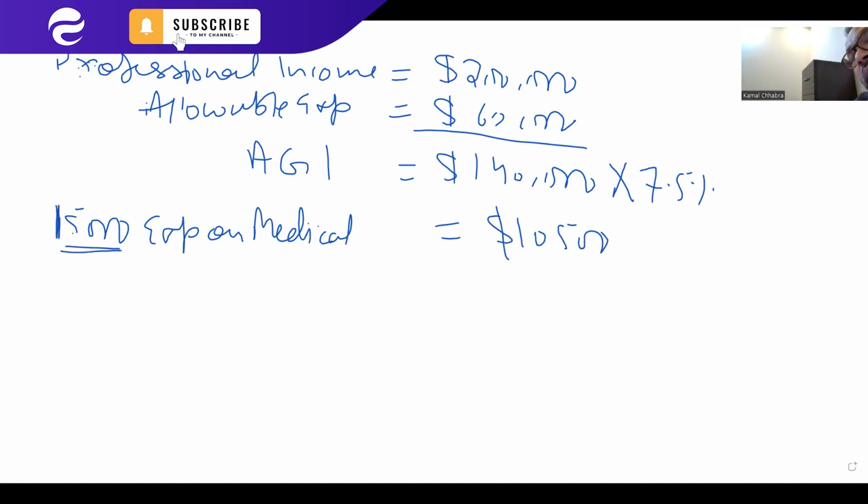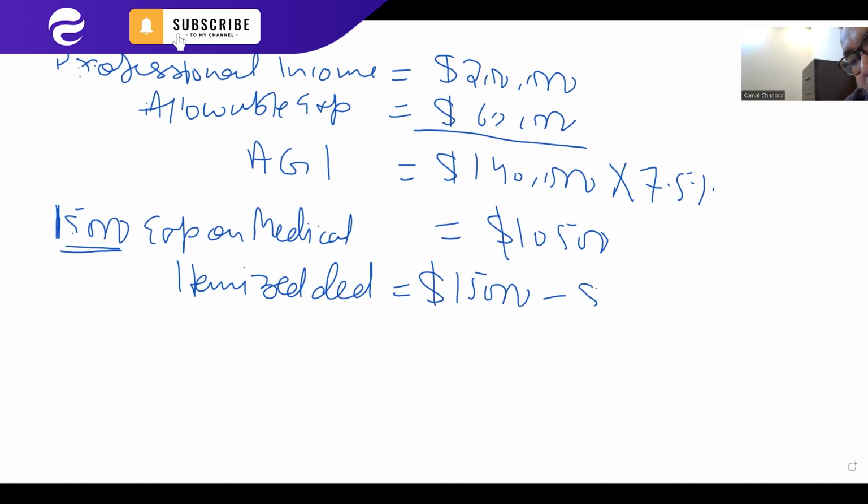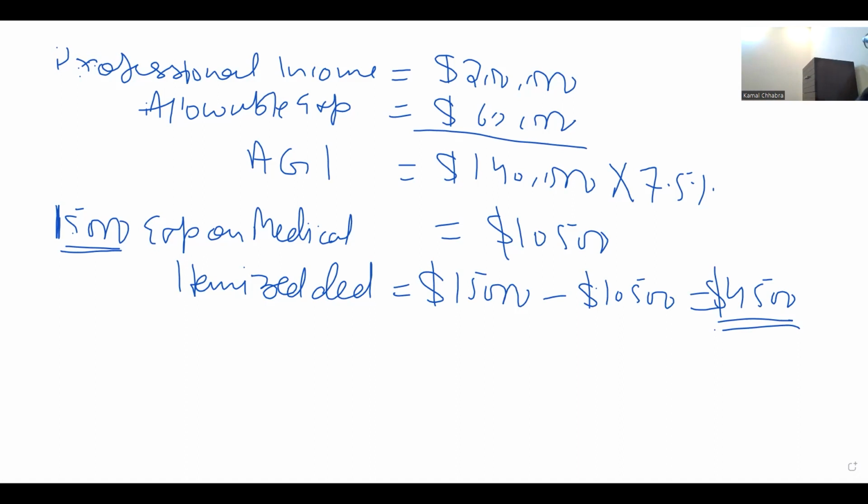Whereas, how much he has incurred? 15,000. Right? So the itemized deduction he can apply is $15,000. That is the amount he has spent minus $10,500. That is 4,500 only. So this is the amount he or she can claim as an itemized deduction for medical expenditure or dental care expenditure. Make sense?